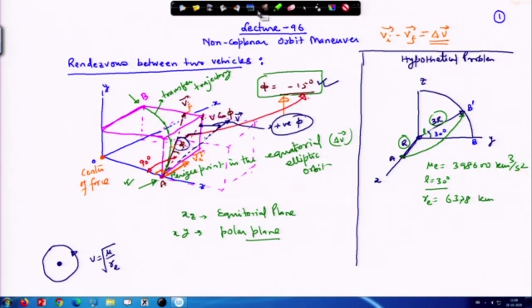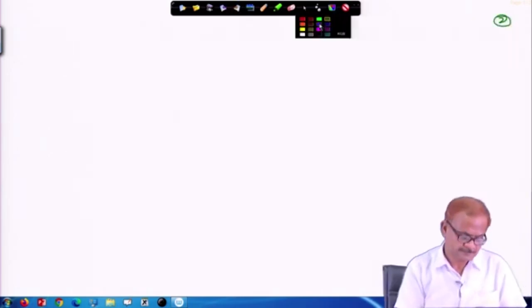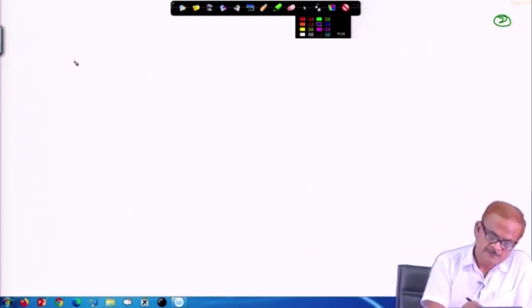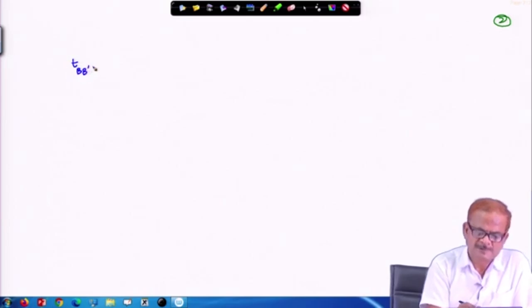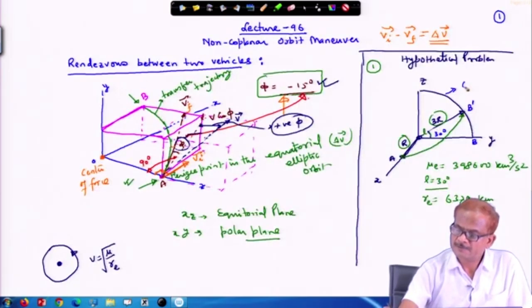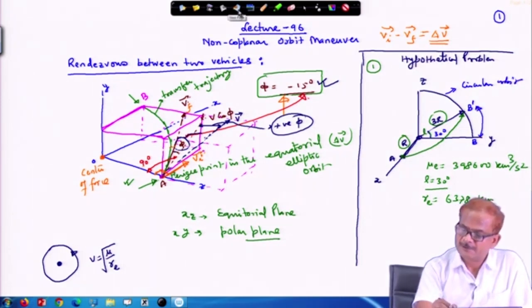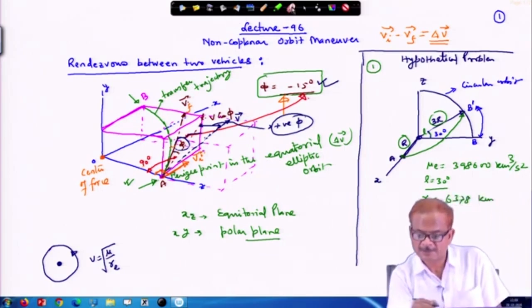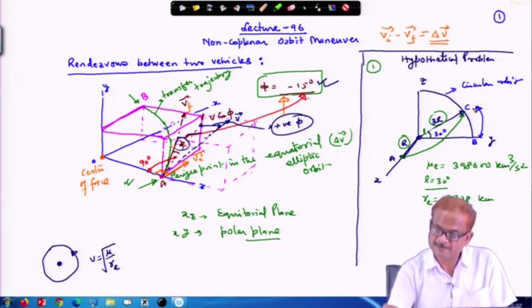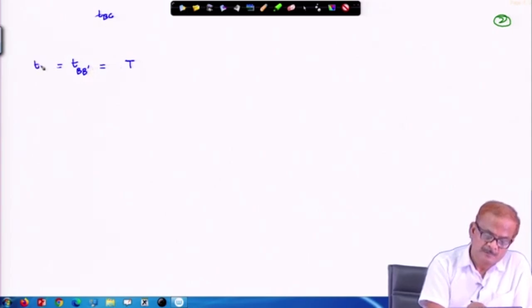So, first let us see what we have done last time in the last two lectures. We are going to follow the same steps. So, going from B to B prime, or the same thing that last time we have written as B to C. This time will be the time period in the orbit, because this orbit is a circular orbit. So, how much time it will take to go from this place to this place: T B B prime or T B C, let us make it C only to be consistent with last time. So, T B C.